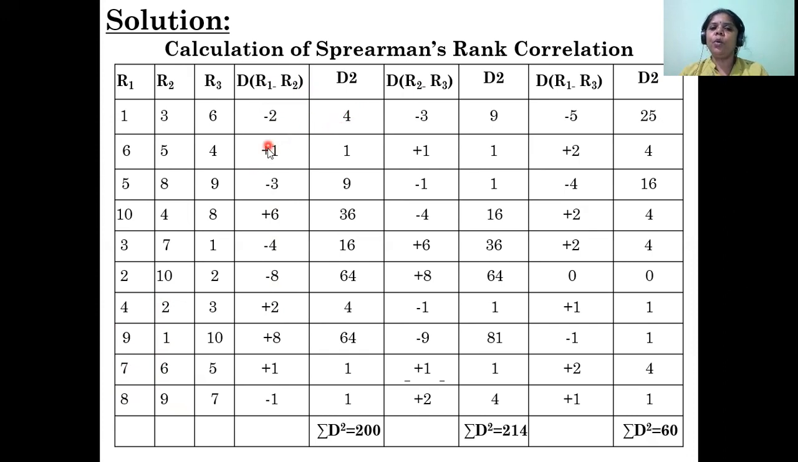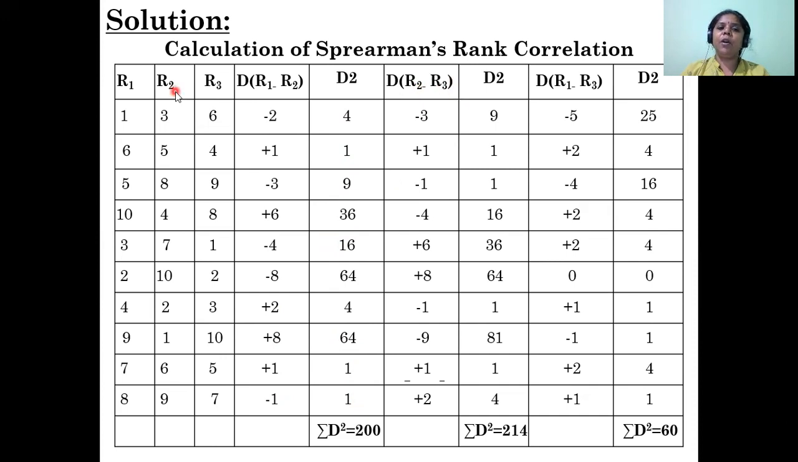2 into 2, 1 into 1, 3 into 3, 6 into 6, 4 into 4, 8 into 8, 2 into 2, 8 into 8, 1 into 1, 1 into 1. You will get D square. Okay, students.